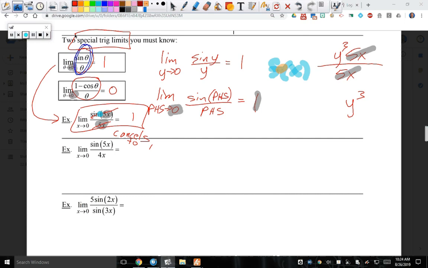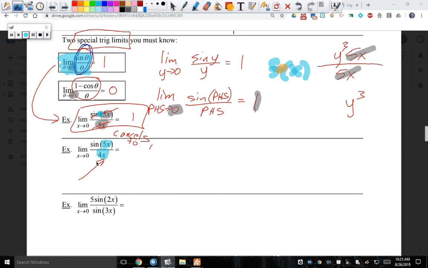The other one is sine of 5x over 4x. Obviously, I can't do that right now because these are not the same. I cannot use this limit that will equal 1. Any suggestions? What should I do? We're going to algebraically manipulate this because ultimately we want to see if we can cancel this x on the bottom some way or somehow, because that's the only thing that's making this whole thing undefined right now. Any suggestions?